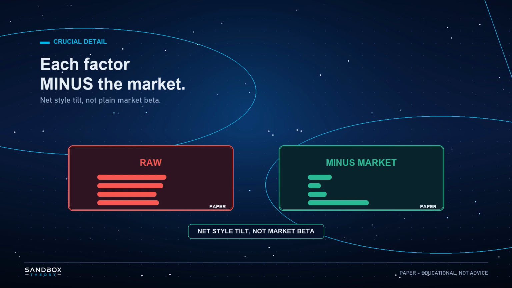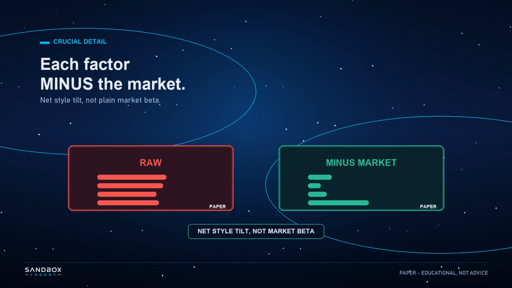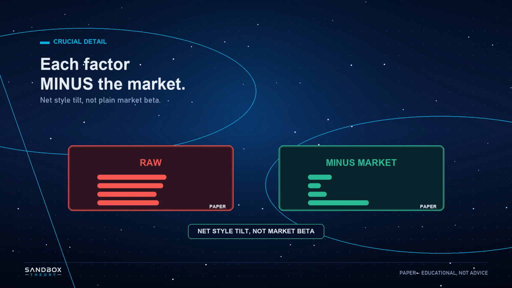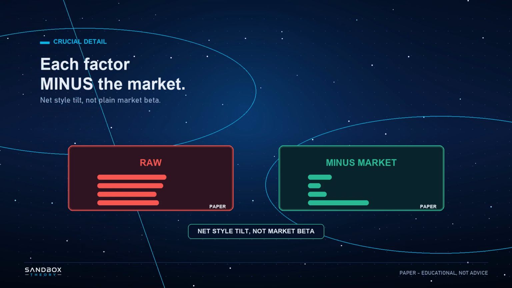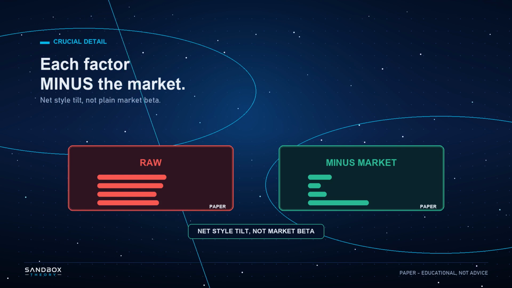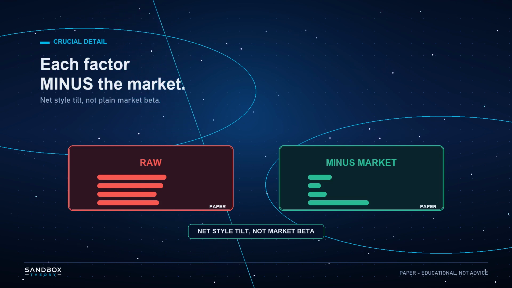So the system might come back and say, your book has a big net momentum tilt, meaning strip out the market, and what's left is that you've mostly bet on things that have been going up, 5 different tickers, one shared style. That's the hidden bet the 5-tile picture was hiding.